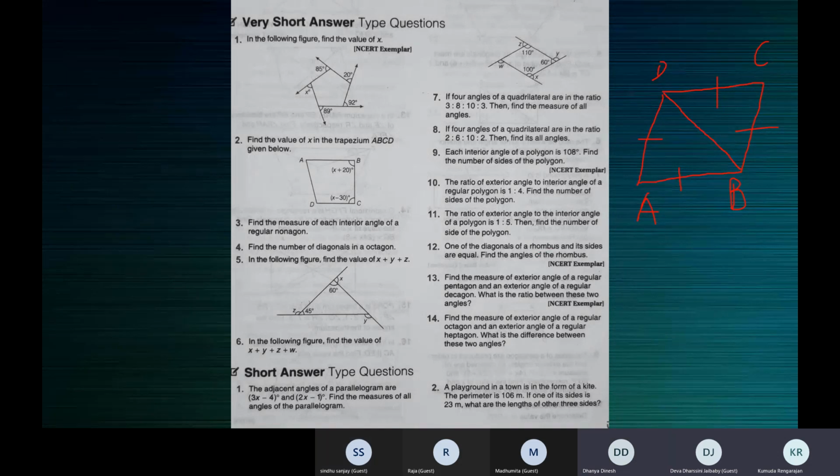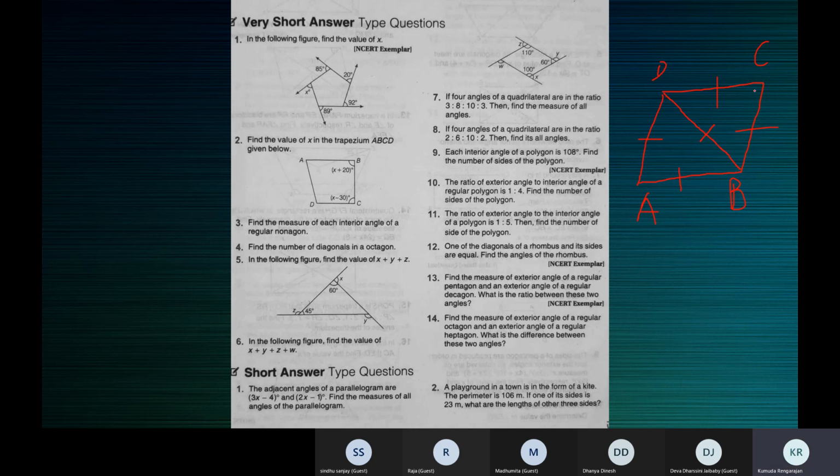Yes, ma'am. Now, it's given that one of the diagonals of the rhombus and its sides are equal. So let's say that all the sides are equal. Now it's given that one of the diagonals, so you can take AC or you can take BD, any one. So one of the diagonals is equal to its sides. That means all these five are equal now: AB, BC, CD, DA, and BD.